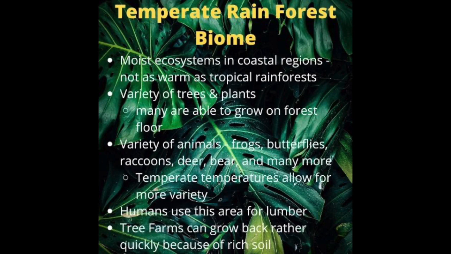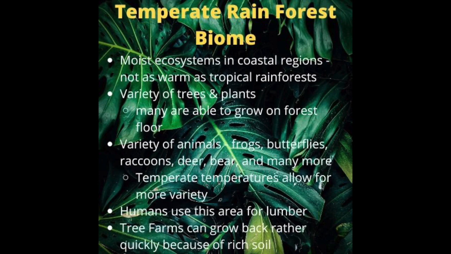Okay, another difference from the tropical rainforest to the temperate rainforest is just the types of trees and plants that are growing there. There are many trees, but they don't grow as tall as the ones in the tropical rainforest. And because they aren't as tall and don't create that canopy, there's going to be more things growing on the forest floor, like ferns and moss and smaller plants.